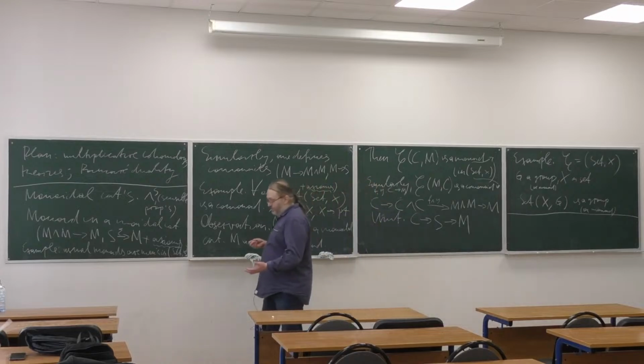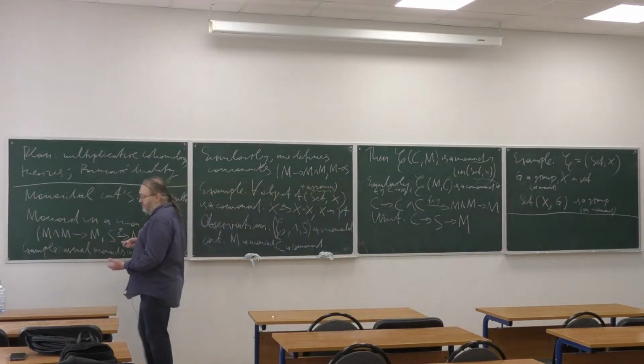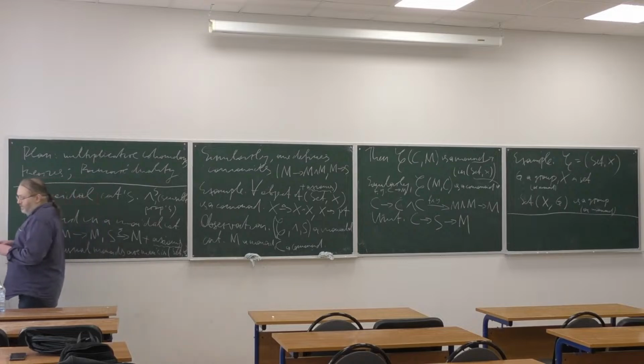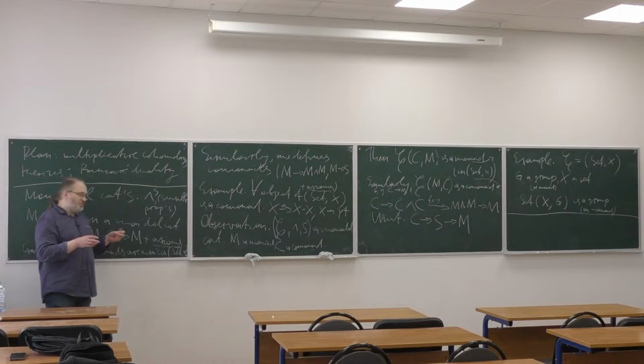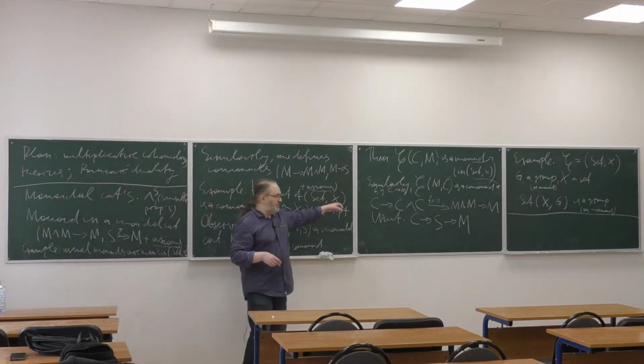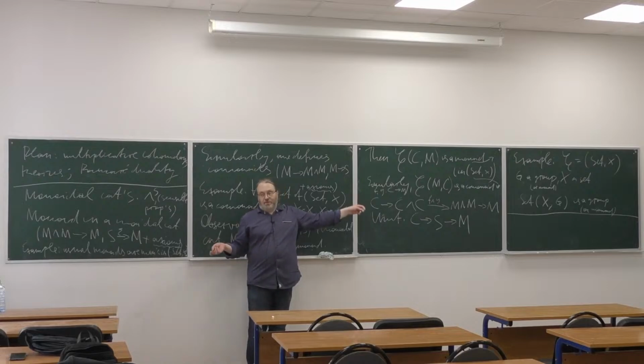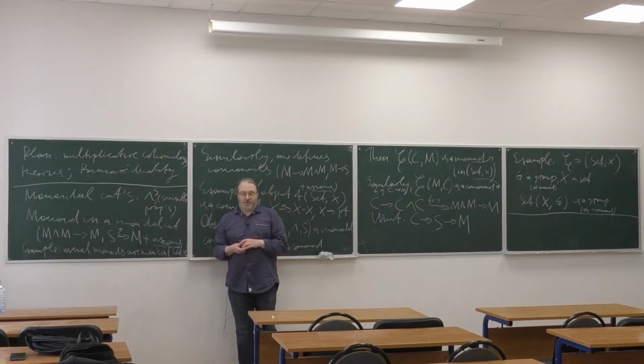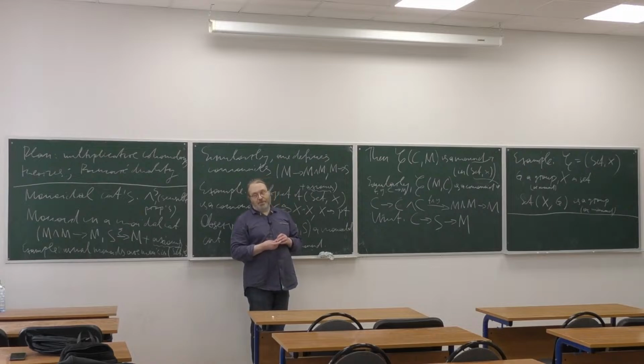Firstly, we need a map from the multiplication, the map from G cross G to G. We need the unit. Everything makes sense for an arbitrary monoidal structure. Now, what about the inverse?